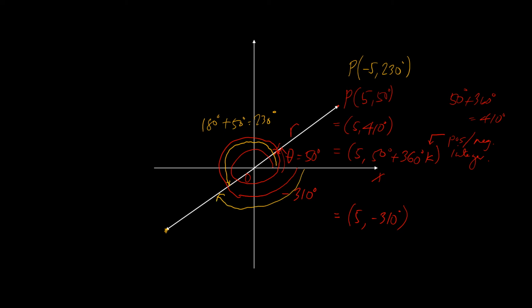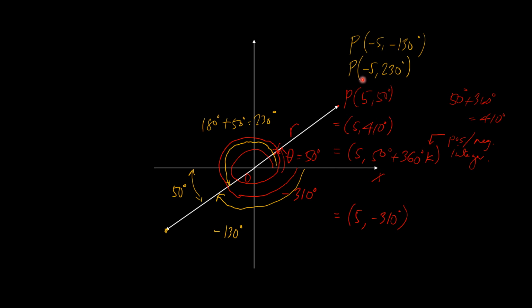Still another is this angle. That angle is equal to negative 130 degrees. This being equal to 50 degrees, the point is again exactly opposite to point P. So another way of expressing the coordinates of P will be P(-5, -130 degrees).